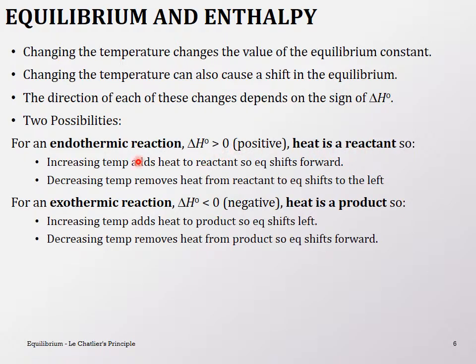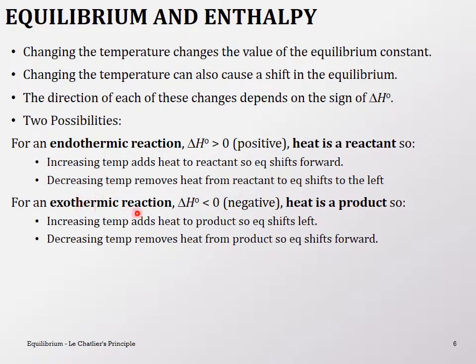So which means that if you increase the temperature, you're adding heat as a reactant. So if you add heat as a reactant, your equilibrium is going to shift forward. If you decrease the temperature, which means you remove the heat from there, it means your equilibrium will shift to the left because now it'll have to compensate for that, because the heat was part of the reactant.